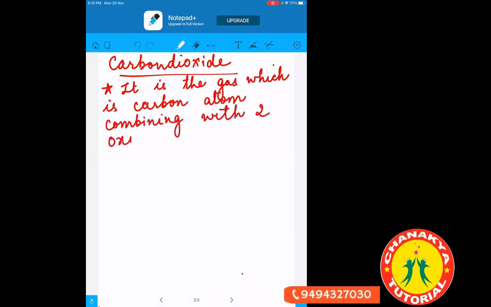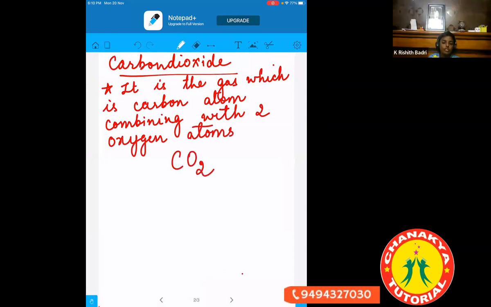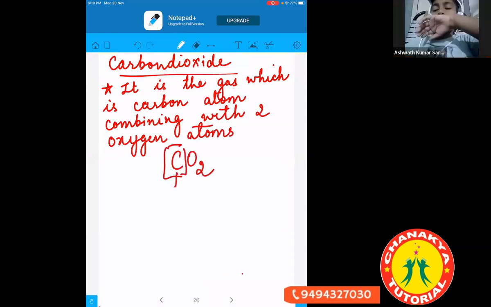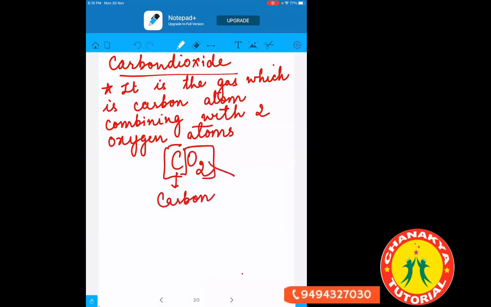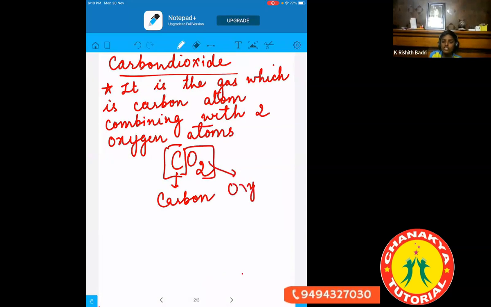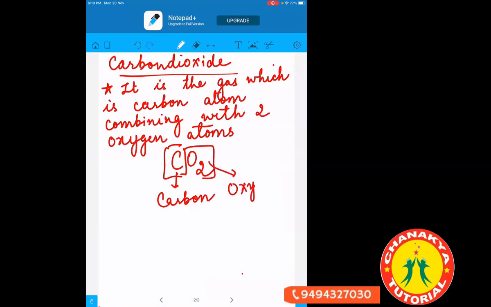So how can we say this statement? When I write the formula of carbon dioxide, how will I write it? CO2. What is C here? Ma'am, carbon. Correct. C is carbon. And what is O2 here? Oxygen. That is why we have said that carbon dioxide is a gas which is made up of carbon atoms. So one carbon atom is there and it has two oxygen atoms in it.